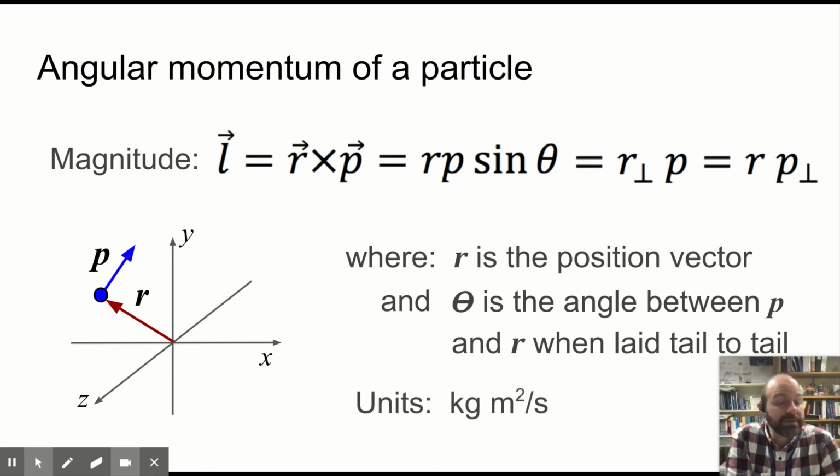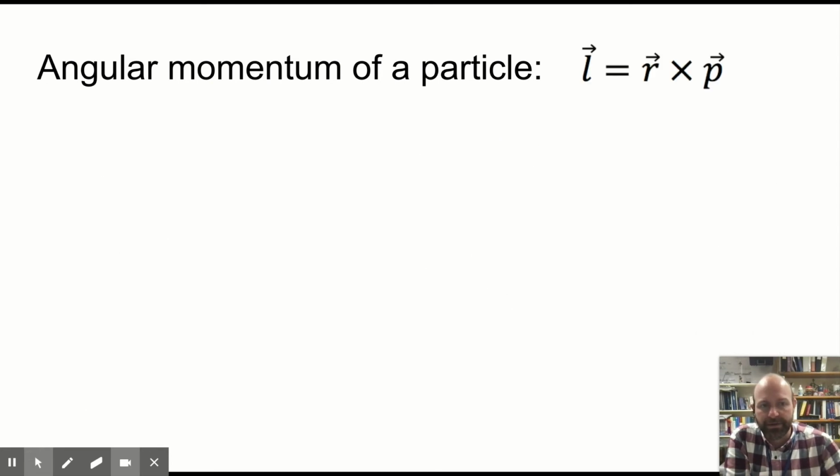The units are kilograms times meters squared per second. This is because we have momentum, which is a kilogram times a meter per second, multiplied by another meter.